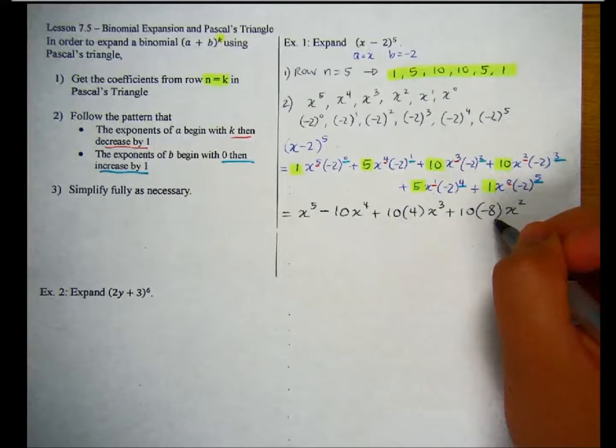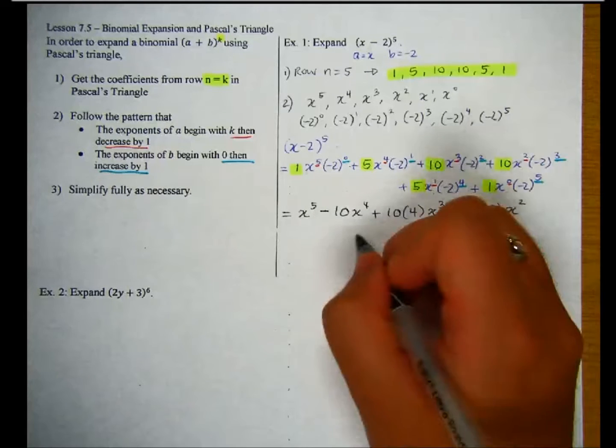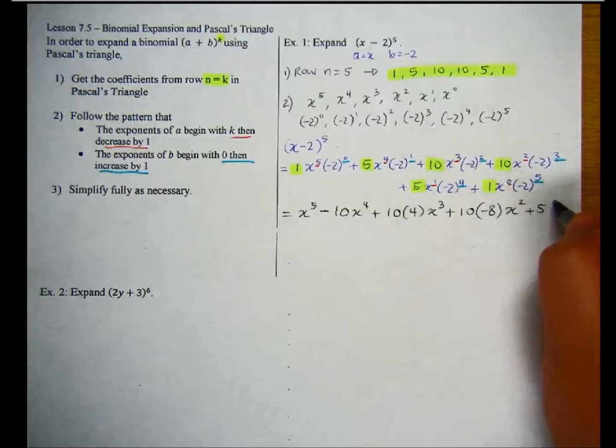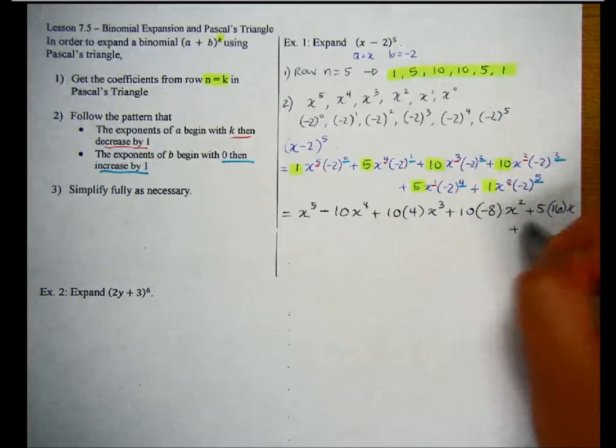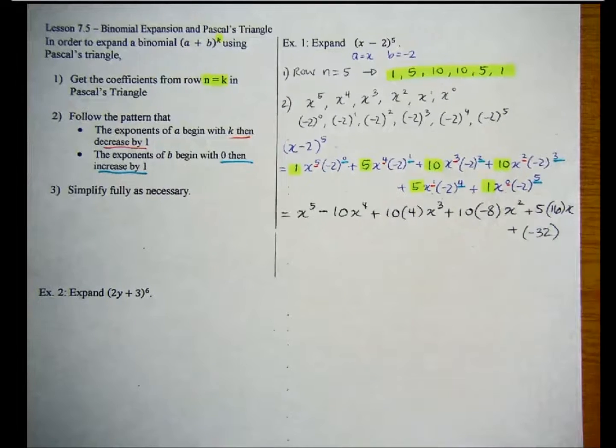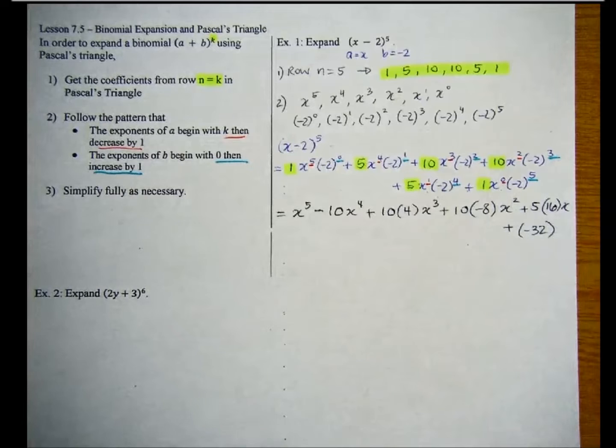Negative 2 cubed is negative 8. Plus 5 times negative 2 to the 4 is 16, and then x, and then plus negative 2 to the power of 5 is negative 32. I'm going to leave it in brackets, and now I can fully simplify.